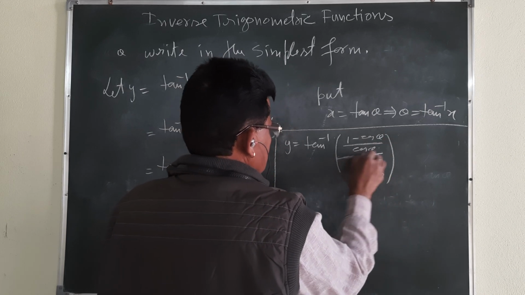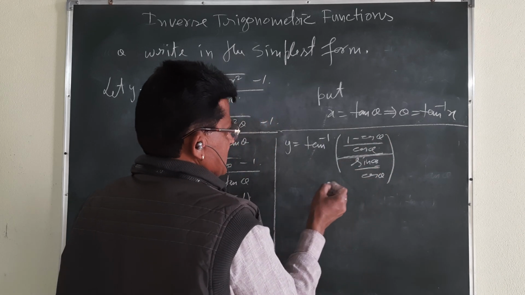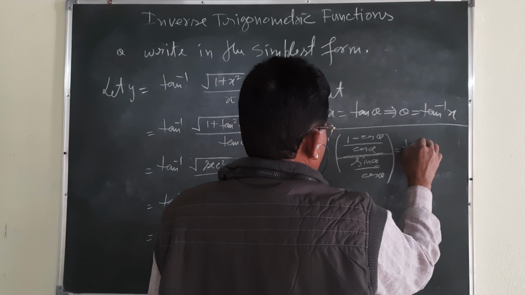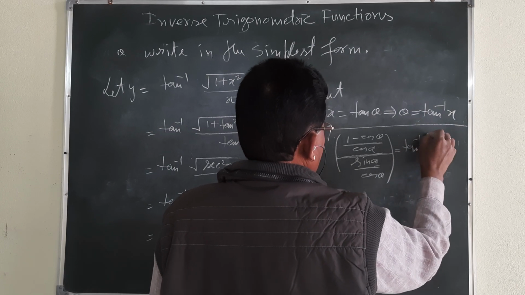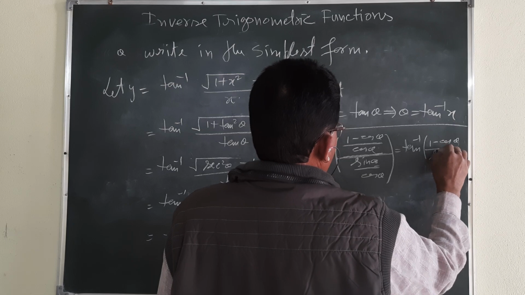Dear student, this is the numerator, this is the denominator. Cos theta will be cancelled by cos theta. Its value will be, what will be its value? Tan inverse (1 minus cos theta) upon sin theta.